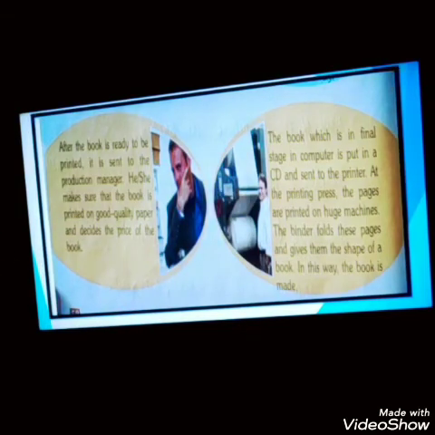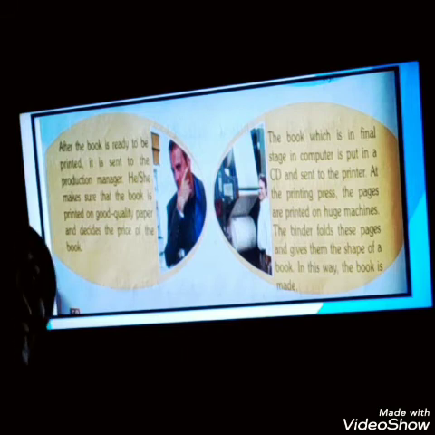Then, in the fifth step, after the book is ready to be printed, it is sent to production manager, which decided the good quality paper and decided the price of the book. After that, the book, which is final stage, is in computer is put in CD and sent to the printer. Then after printing is done, the binding is done, book is given a proper shape, and the final book is made. These are the 6 steps how the book is made. Okay students, learn it.